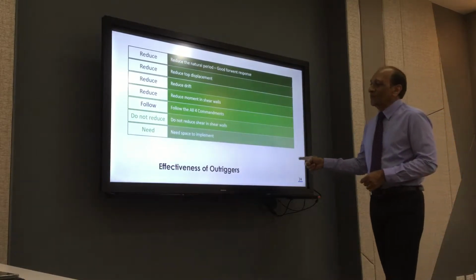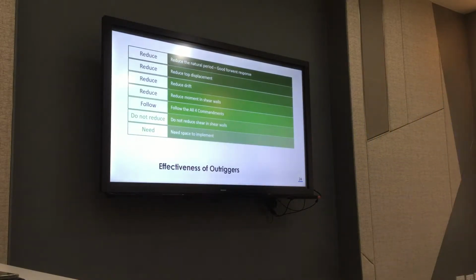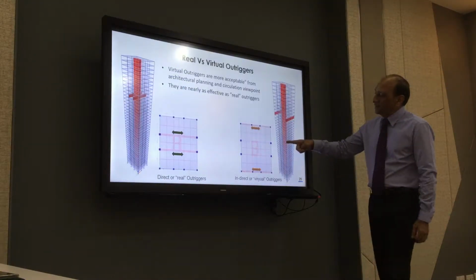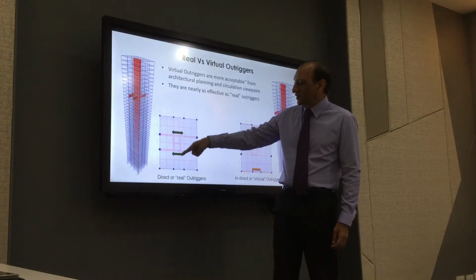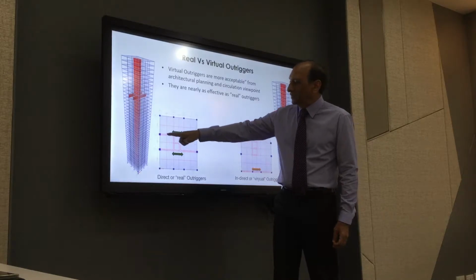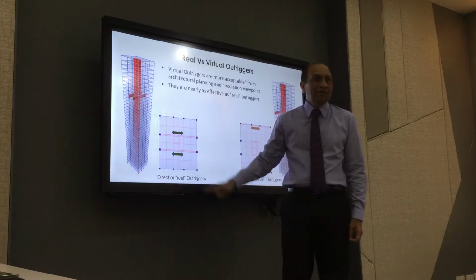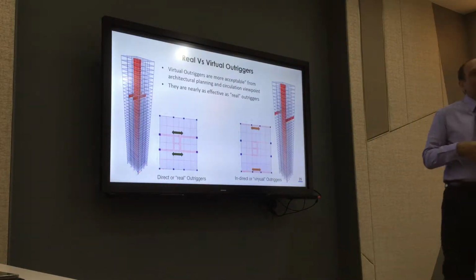And this needs space to implement. The problem is that you need space to implement the outriggers, and sometimes the architects or the clients don't give you that space because you block some area. Normally an outrigger should be like this. I think I showed this slide. This is the core wall, this is the outrigger, that wall over there, but it will block the way, so people will not let you do that. So physical outriggers are not allowed many times.